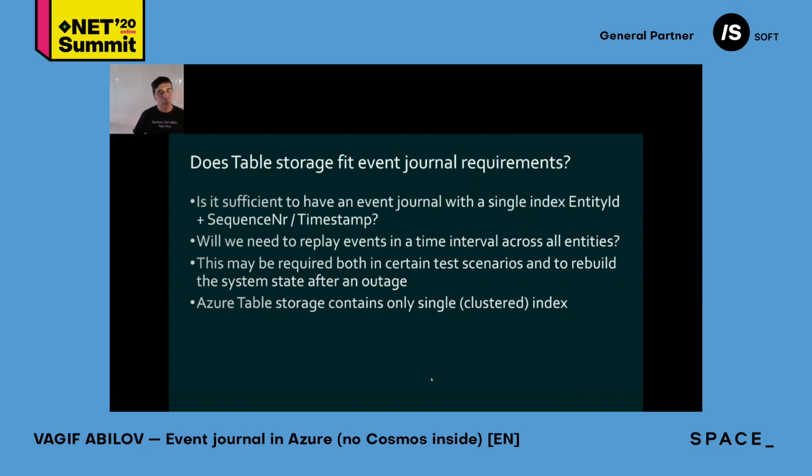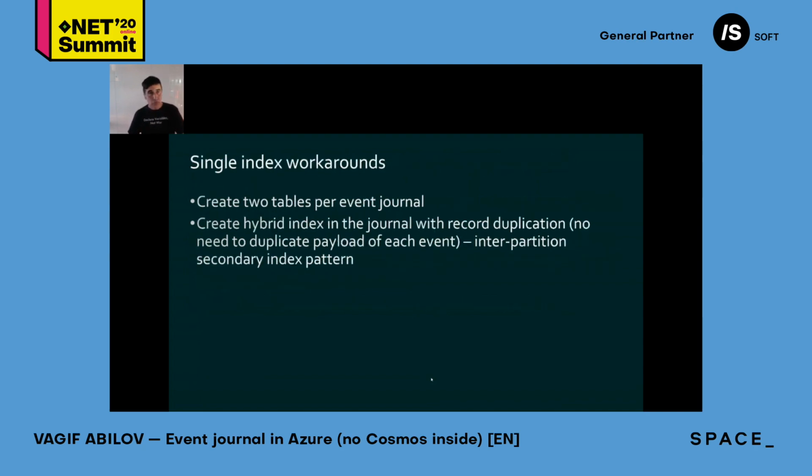And without index support, that's not a feasible task using Table storage, where you only have an index by entity ID and sequence number. That's your only index, because the table has just one single clustered index, and we dedicated it to entity ID and sequence number. So how can we solve it? There are some workarounds. You can still use a table, but you need to do something smart, because you can create 2 tables per event journal. It will work. It doesn't feel elegant. Probably we developers should be practical and not think much about elegance.